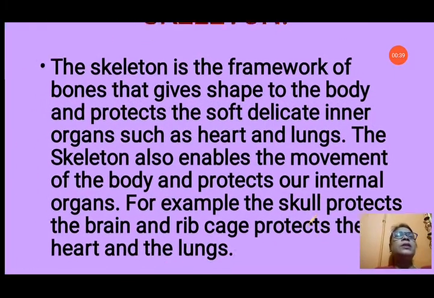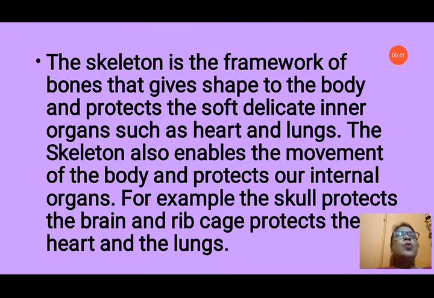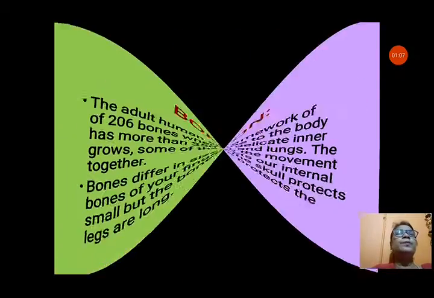Skeleton. What is a skeleton? The skeleton is the framework of bones that gives shape to the body and protects the soft, delicate internal organs such as the heart and lungs. The skeleton also enables the movement of the body. For example, the skull protects the brain and the rib cage protects the heart and lungs. That means it gives support to the body, protects the internal soft organs of the body, and also enables the movement of the body.